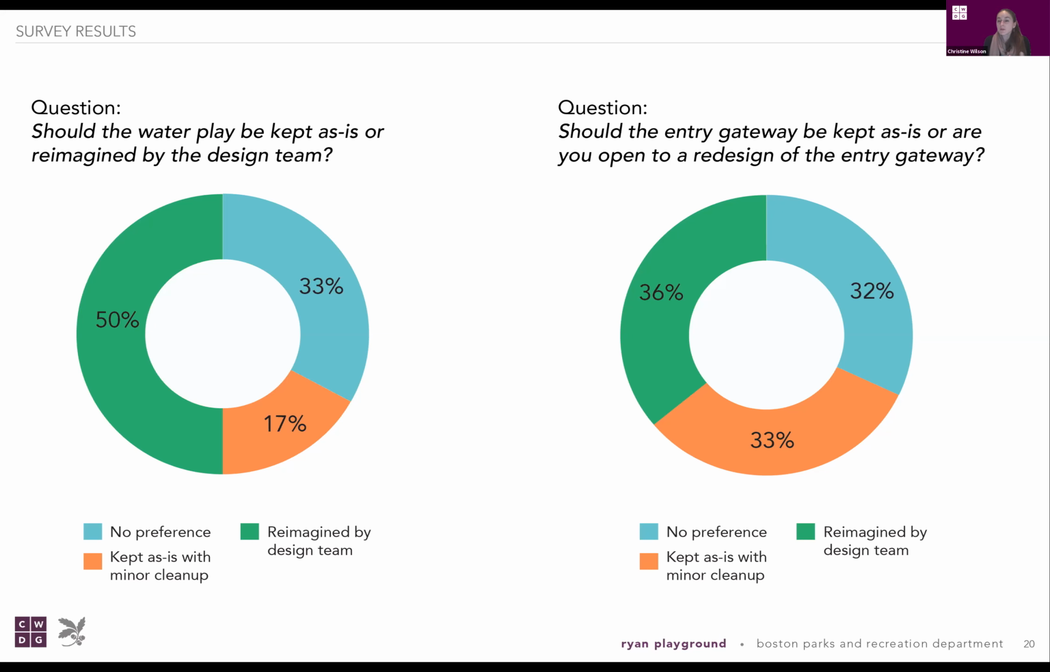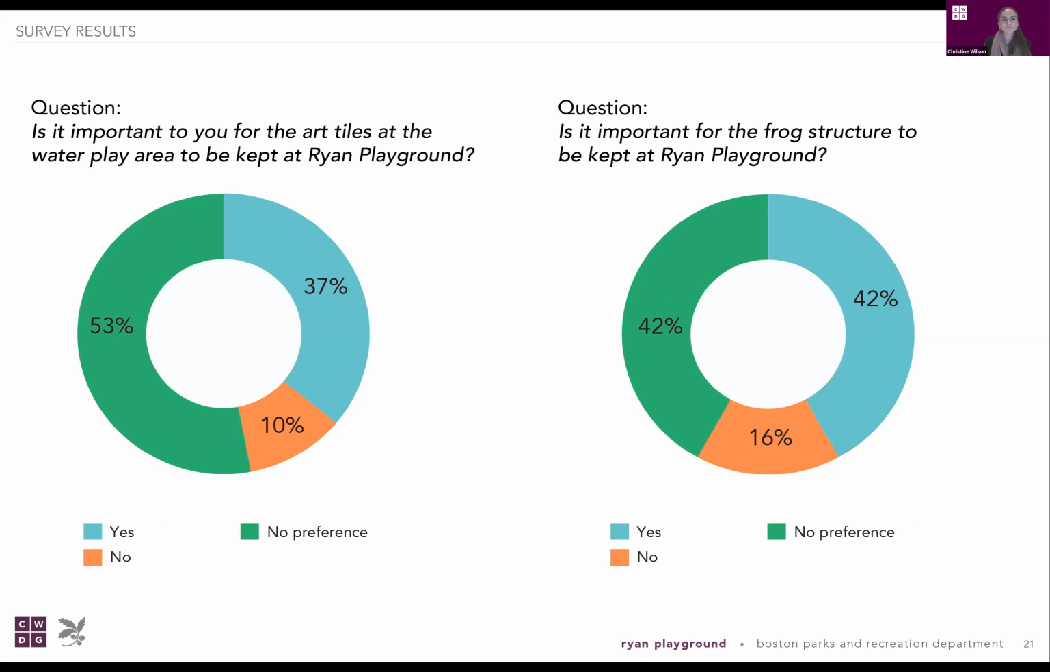So most people, half of the people who participated in the survey, said they wanted us to reimagine it. So you'll see that reflected in the alternatives we're presenting tonight. As far as the entry gateway, that was pretty split evenly amongst everyone. So we're looking at 2 of 3 options that remove it, you'll see. So if you have any more thoughts on that, again, we'd love to hear it.